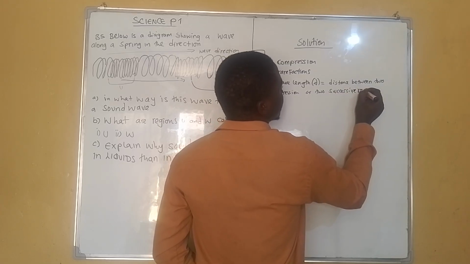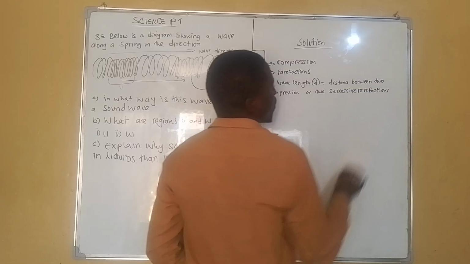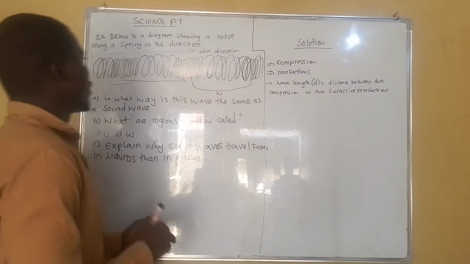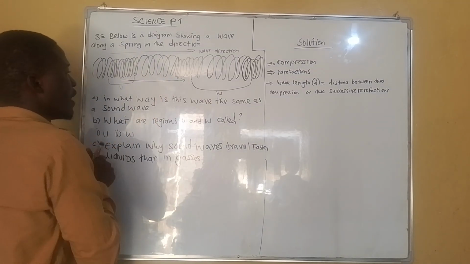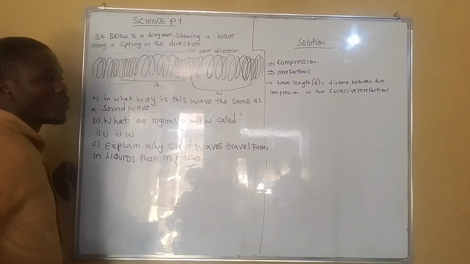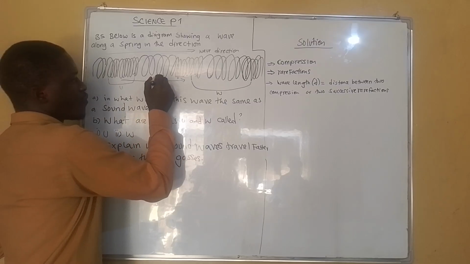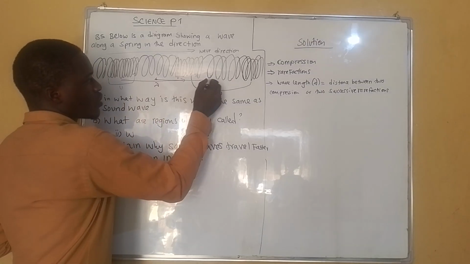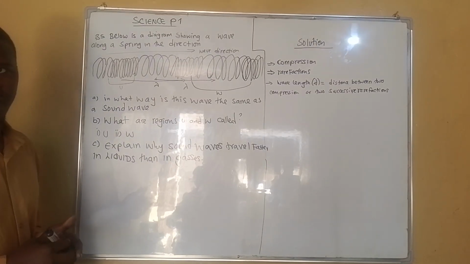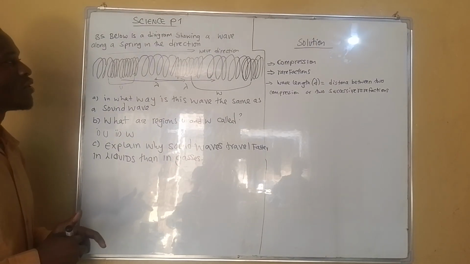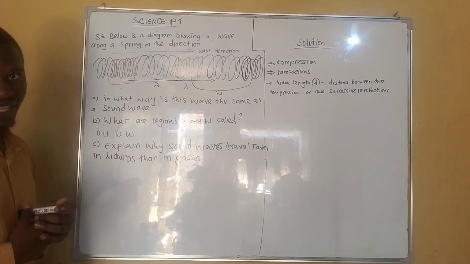They are factions. Okay. So the distance from this compression to this compression is known as what? Lambda, which is the wavelength. And also the distance from this rarefaction to this rarefaction here is also what? The wavelength, lambda, when you are looking at a longitudinal wave. Are you together?